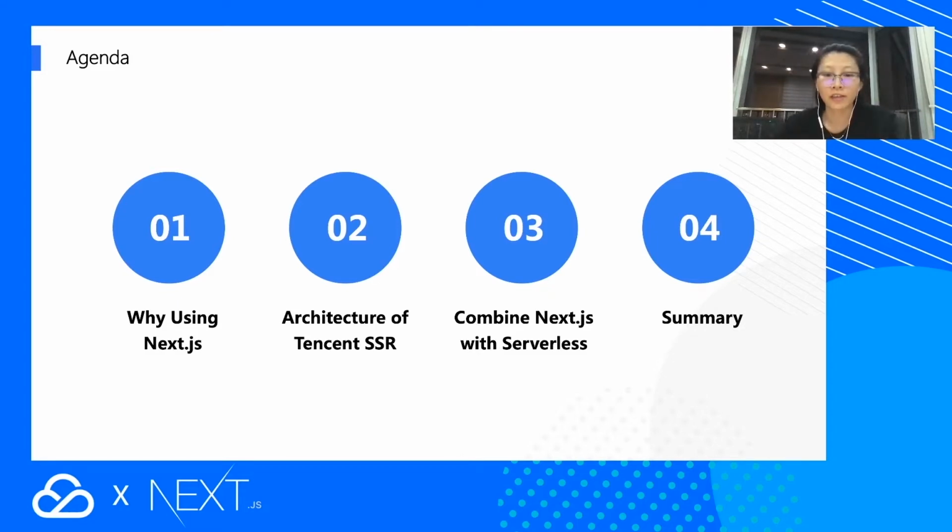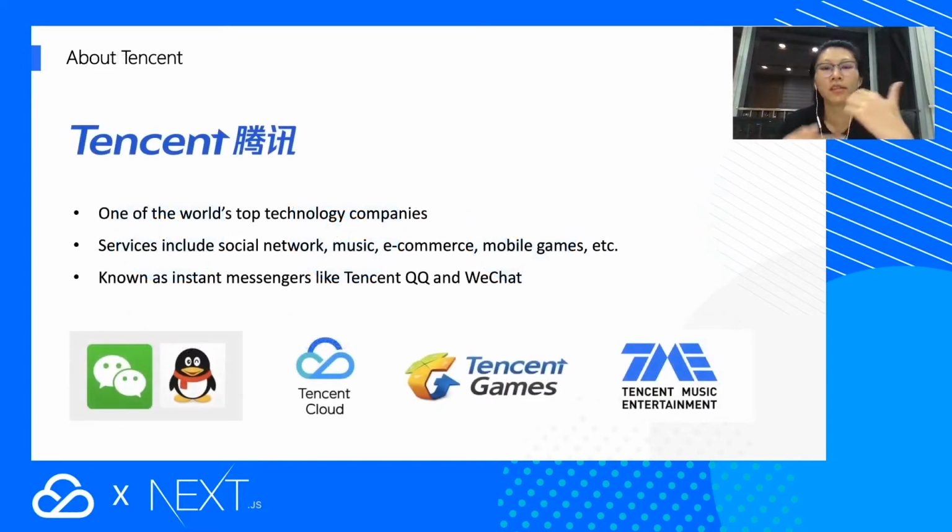Okay, before that, let me introduce Tencent in a few seconds. Tencent is one of the world's top technology companies and provides various services including social network, music, e-commerce, and mobile games, etc. The most famous applications in Tencent are the instant messengers named QQ and WeChat.